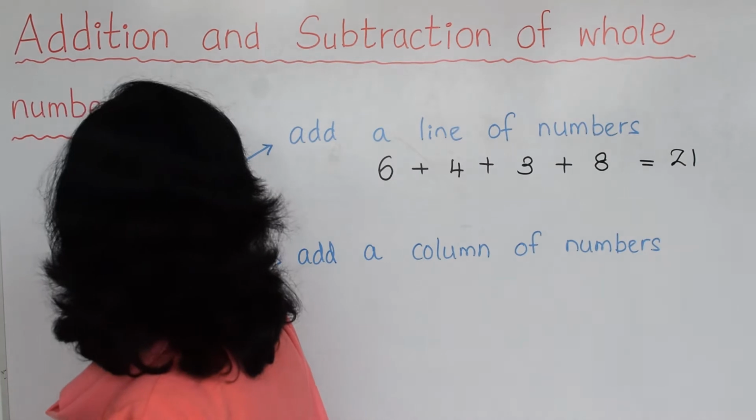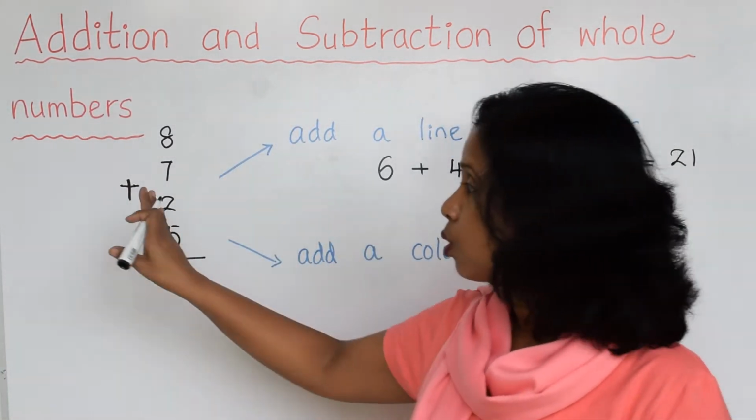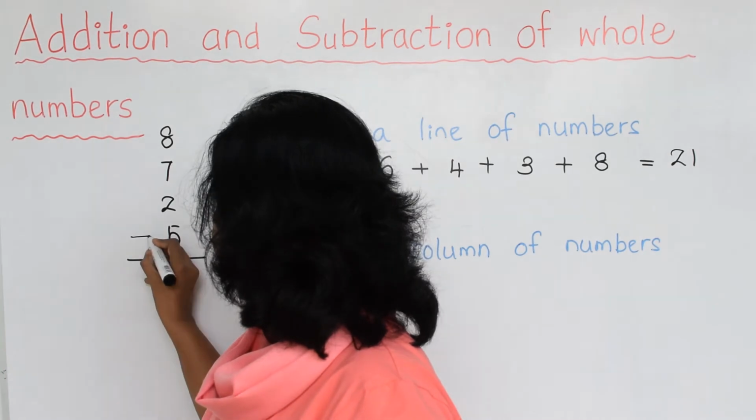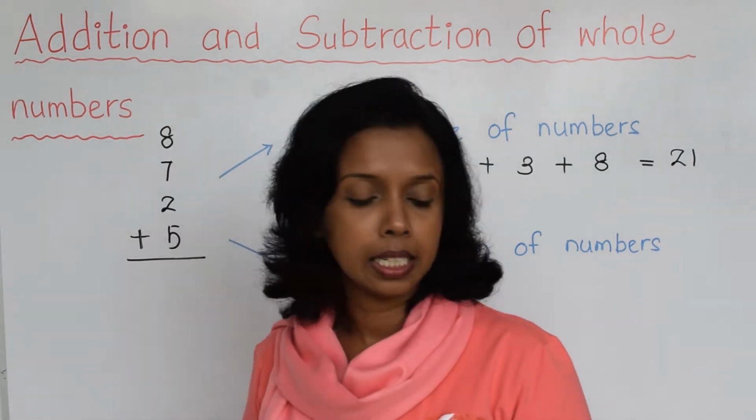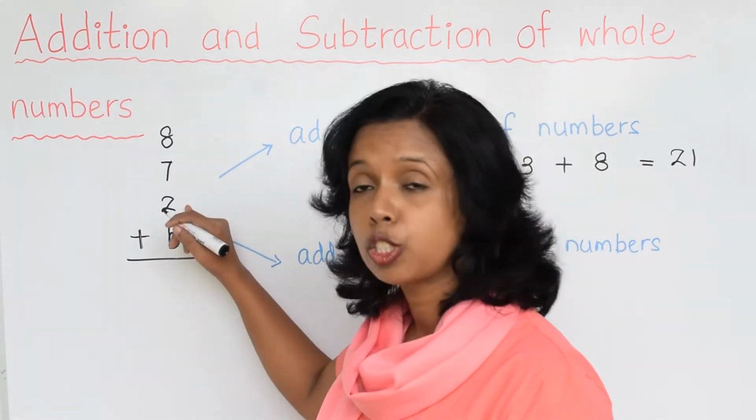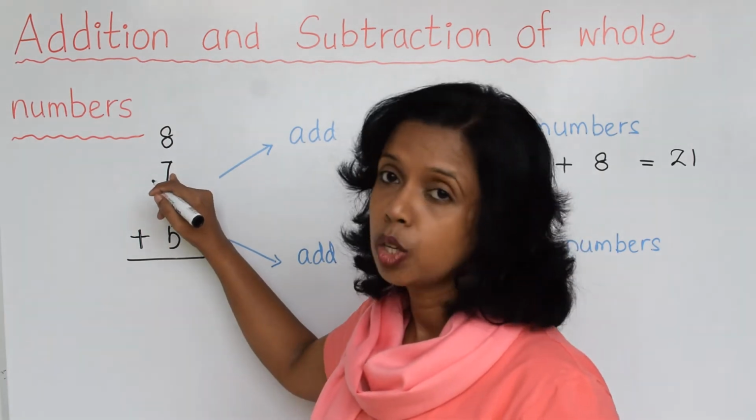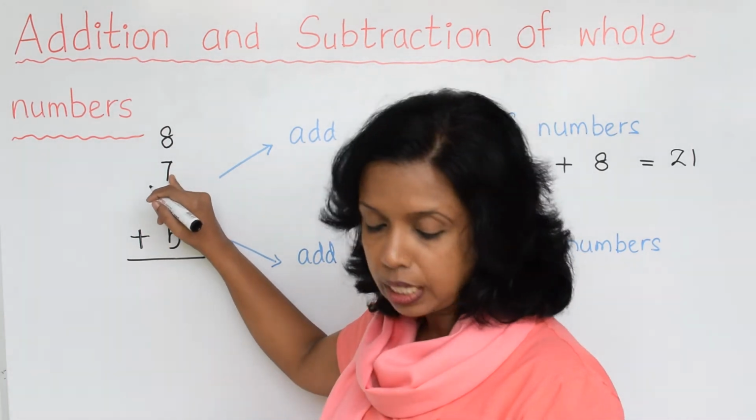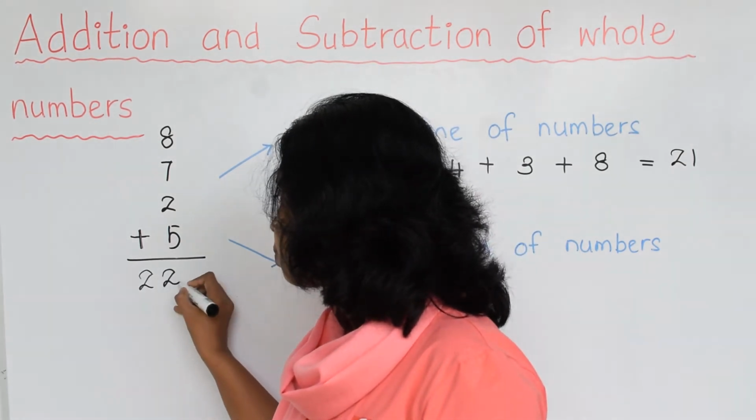What you are going to do with these numbers, you are going to add them, right? So you can show like this. Now we are going to add. What you want to do, children, start from the bottom. 5 plus 2, 7. 7 plus 7, 14. 14 plus 8, 22.